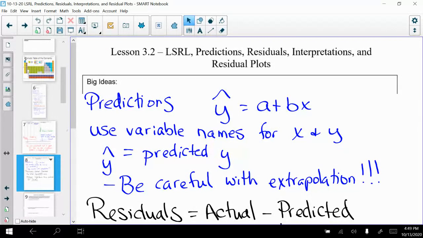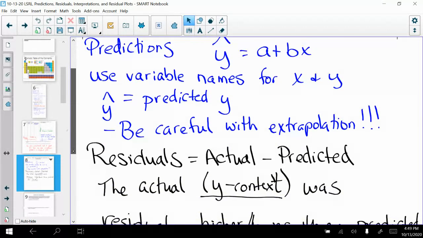So today we talked about making predictions using our least squares regression line. And so remember this little hat, the little caret thing over y? That means the predicted y. We call it y hat. And we want to use our variable names. Remember, we used atomic mass and atomic number in our example.